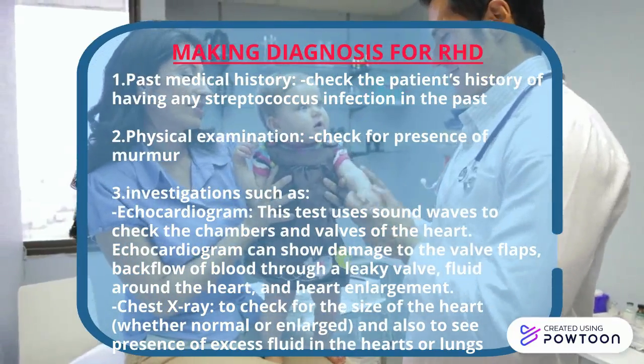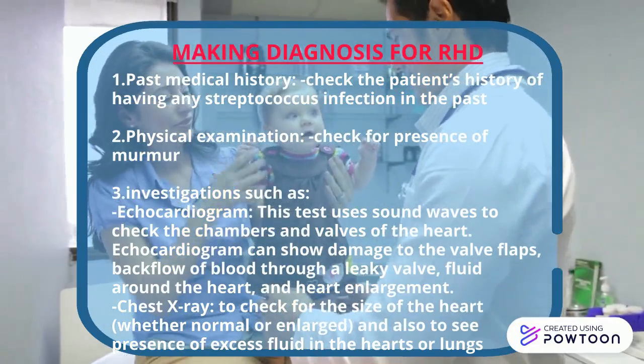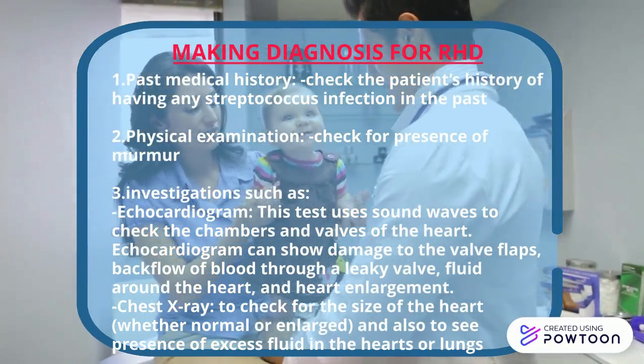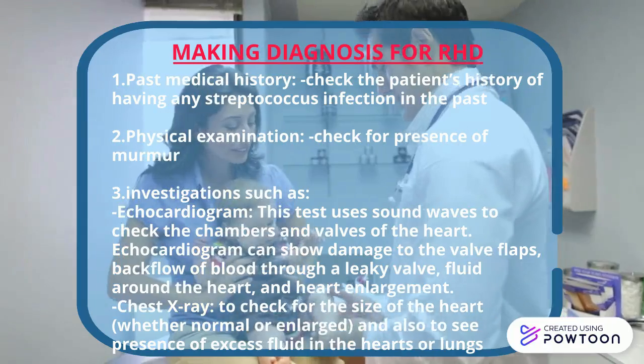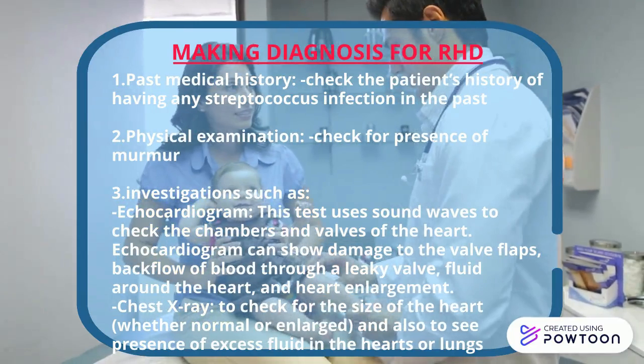For the investigation, echocardiogram will help to check the chambers and valves of the heart. As for the chest X-ray, it can help to check the size of the heart, whether it is of normal size or enlarged, and also to see if there is any presence of excess fluid in the heart or lungs.